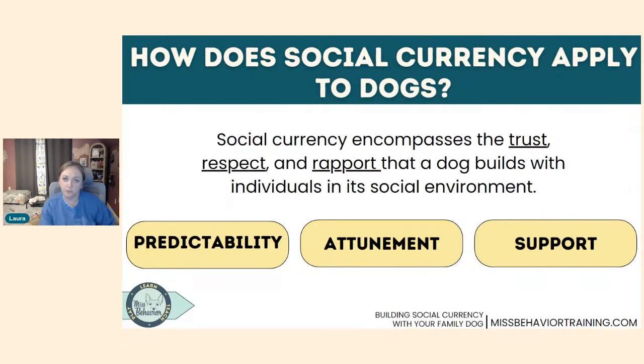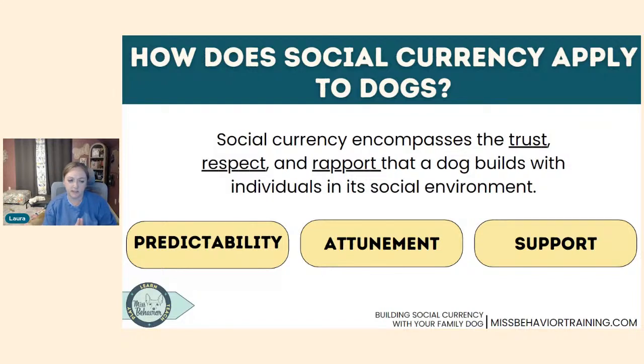Okay. So how does social currency apply to dogs? That was kind of the human definition. Bringing it to the dog world, I wrote it out as: social currency encompasses the trust, respect, and rapport that a dog builds with individuals in its social environment. So what does that mean?